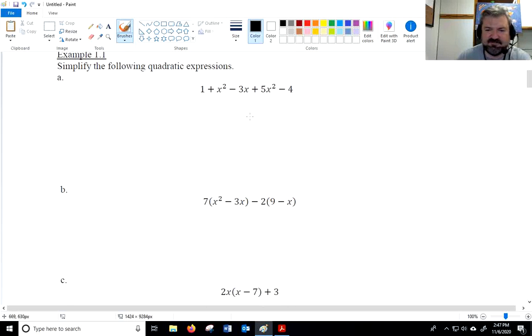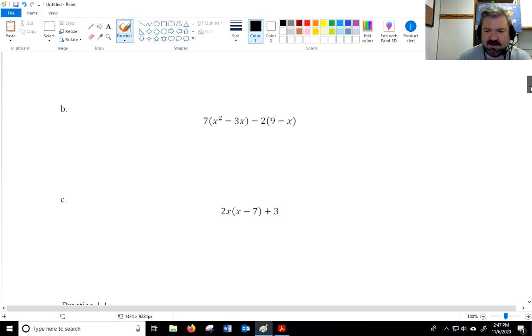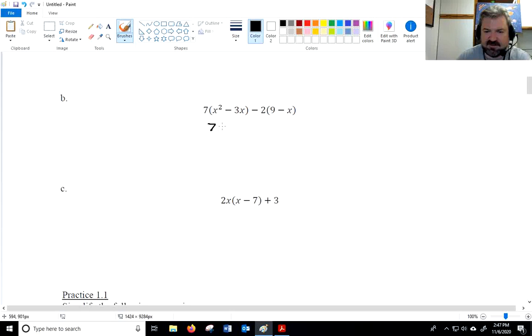So let's start by simplifying. I'm simply going to combine the like terms of these expressions. And I've got 6x squared minus 3x and minus 3. On the next one, I have 7x squared minus 21x minus 18 plus 2x. I'll combine like terms. 7x squared minus 19x minus 18.